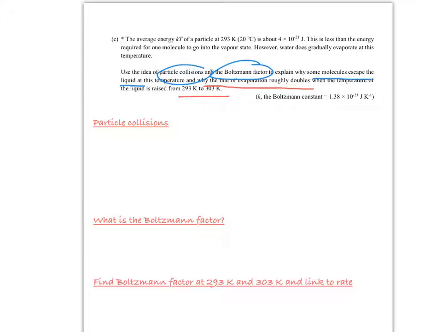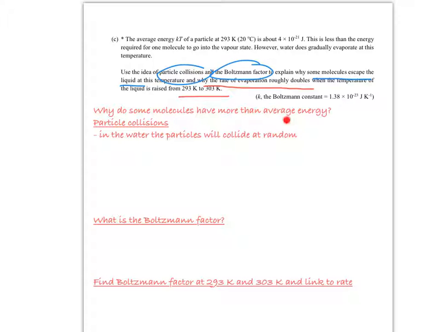So this bit on particle collisions, essentially what we're doing here is we're going to answer the question, why do some molecules have more than average energy? And again, our language and our bank of go-to explanations needs to include this. So why do some molecules have more energy than others? Obviously it's because in the water these particles collide at random. I'm going to keep peppering my answer with this word random here.